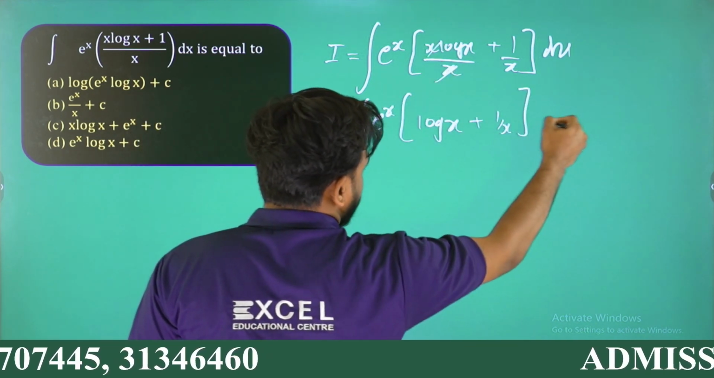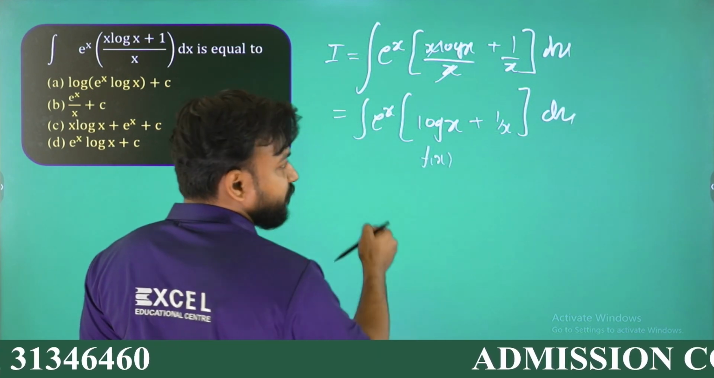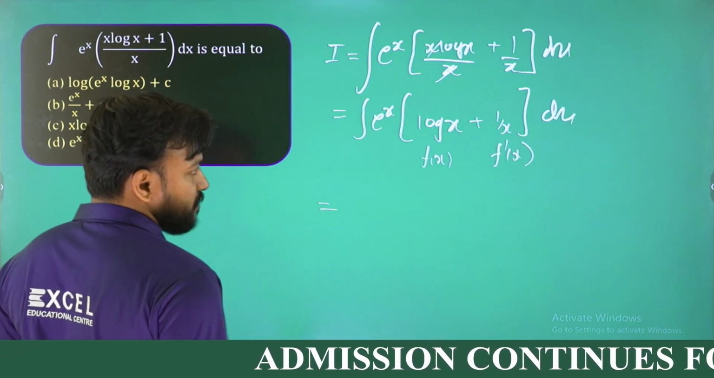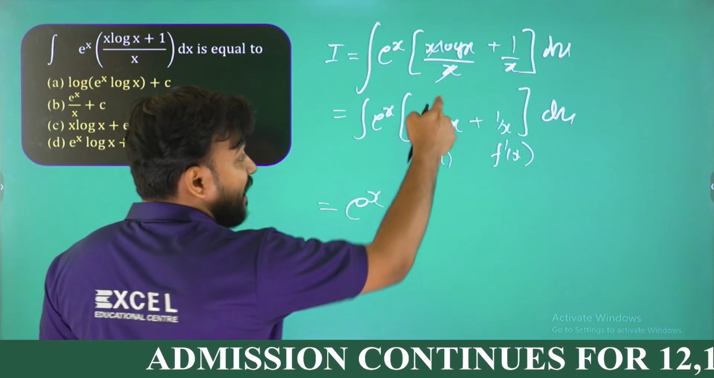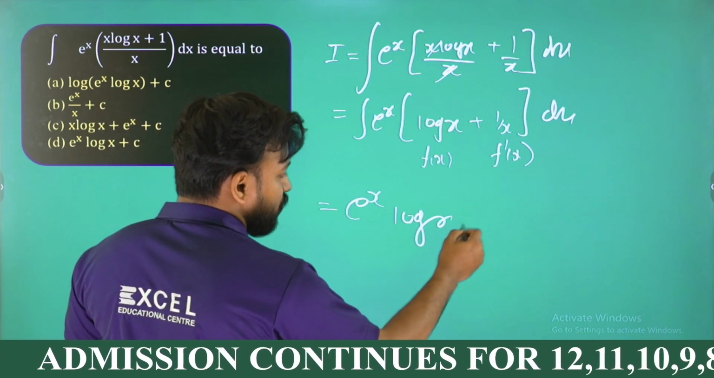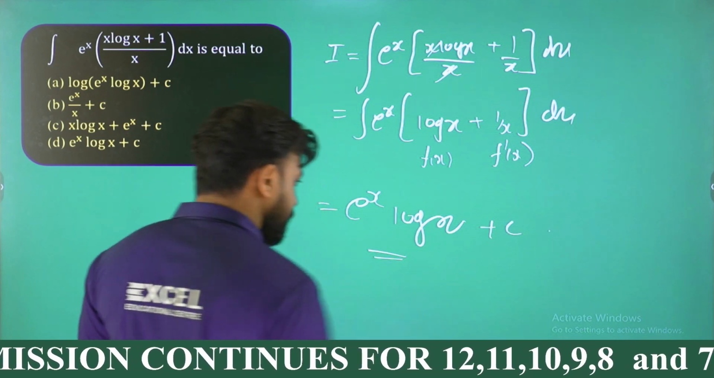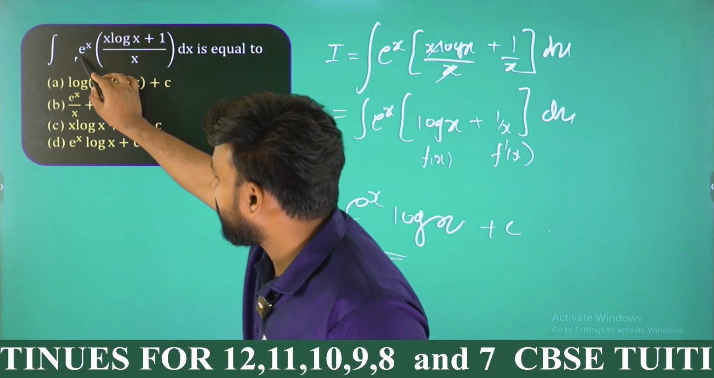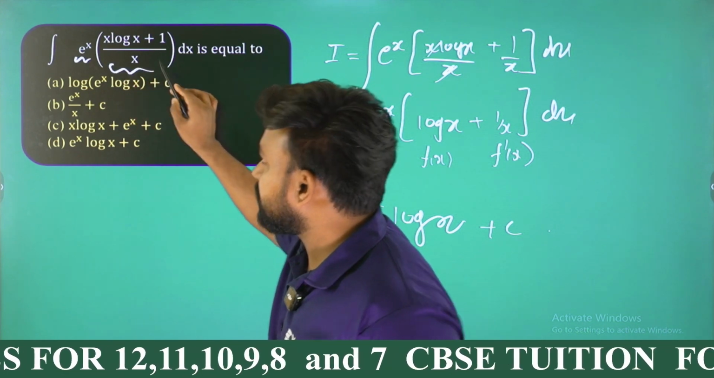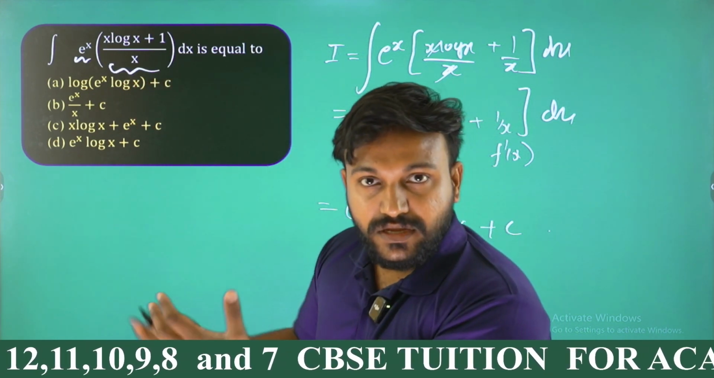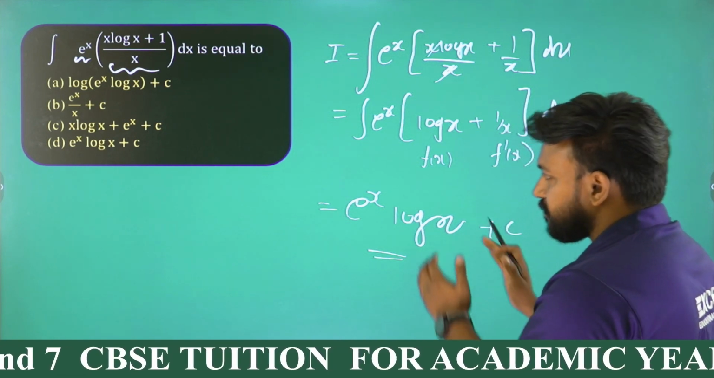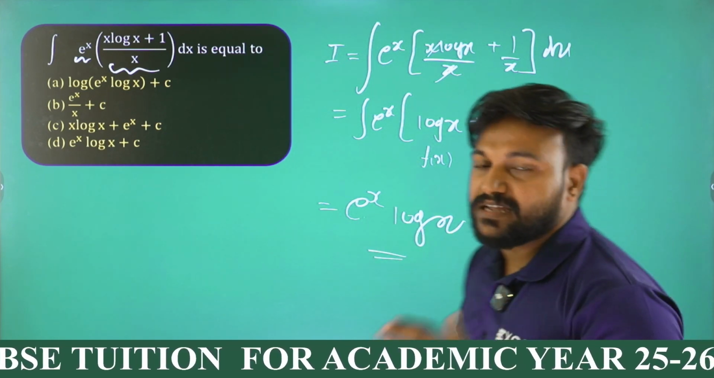If log x is f of x, then the derivative of f of x is f dash of x, 1 by x. Then the answer will be e raised to x into f of x, e raised to x into log x plus c. So you will get some questions like this. E raised to x will be there at the outside. Then inside there will be some functions. You just simplify it into f of x and f dash of x. Then you can write e raised to x into f of x as the answer.